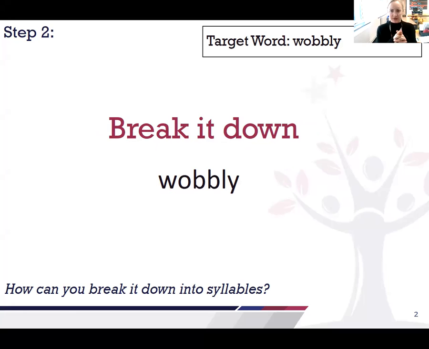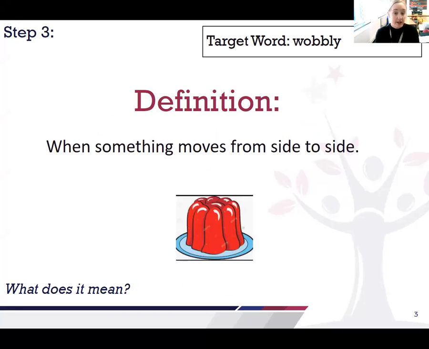Okay, it's quite a tricky one, this one. Just try saying it in your head. Wobbly. Try clapping it out. Wobbly. Okay, so there are 2 syllables in this word. And wobbly is when something is moving from side to side. Okay, so if you are wobbling, it means you are moving from side to side.